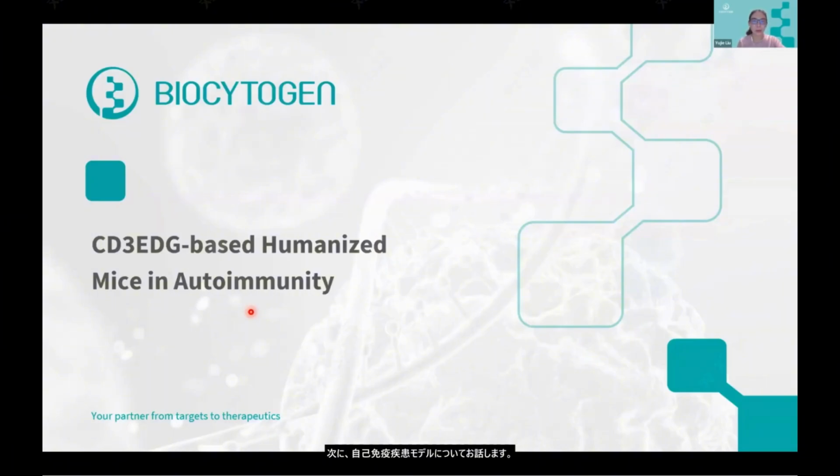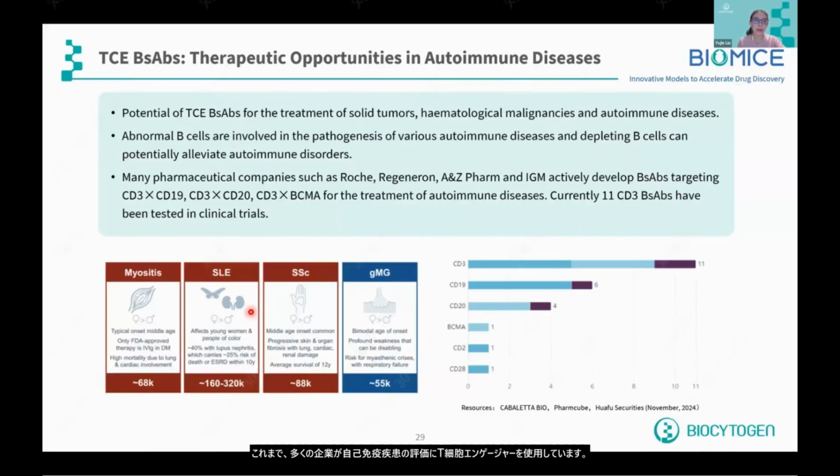Next, I would like to talk about autoimmune disease models. Up to now, a lot of companies have used their T-cell engagers for the evaluation of autoimmune diseases. And among them, CD19, CD20, and BCMA are the most popular ones. It is because abnormal B cells are involved in the pathogenesis of various autoimmune diseases, and depleting B cells can potentially alleviate the autoimmune disorders.